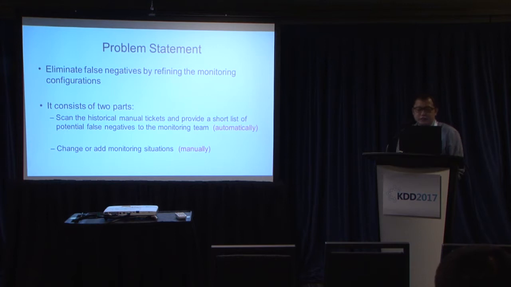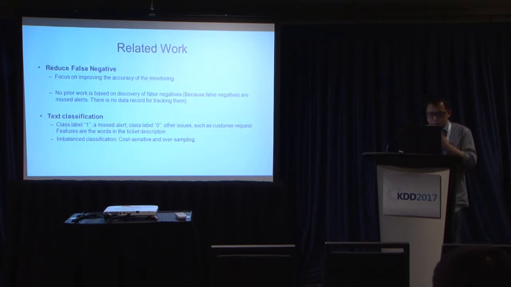By refining the monitor condition, it concerns two parts. First is to scan the historical manual tickets and provide a short list of potential false negatives to the monitor condition, and then you change the condition and situations. There is much work in this direction, trying to reduce false negatives. However, there is no prior work on how to discover from the manual tickets which situations are not captured in the monitor condition. So here, we are still using a classification method, trying to classify a manual ticket as relevant to a problem or not.